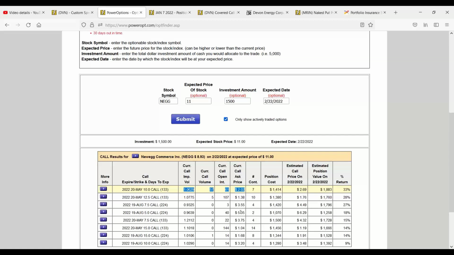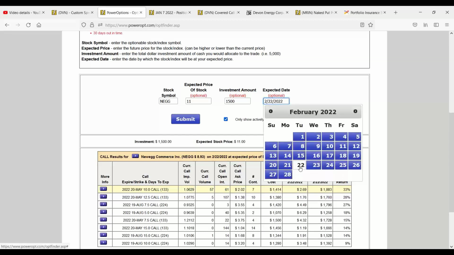Why am I only seeing the May series? I did that specifically because I chose the February 22nd date. If I chose February 17th, it'd be showing me higher returns for standard February expiration. But the only series that's available in NEGG after the standard February expiration are the May and the August options. They're far out in time and relatively expensive.